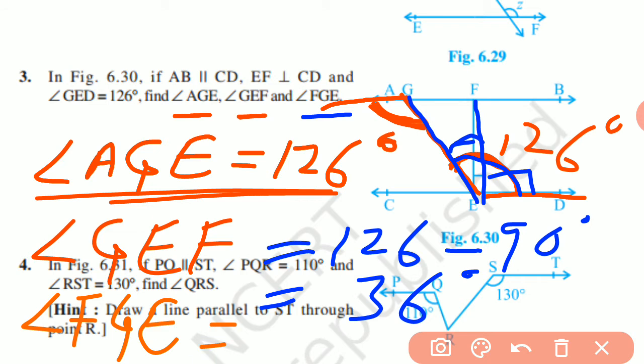This is F, and this is G. This is F, G, and this is E. This angle. Here these two angles form a linear pair, so their sum will be 180, and this angle is 126 degrees. So this angle becomes 180 minus 126, which equals 54 degrees. So this angle will be equal to 54 degrees.